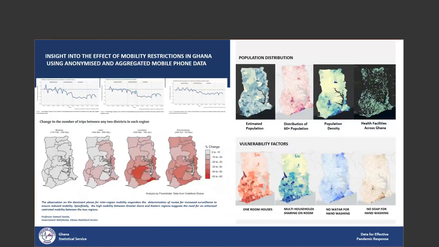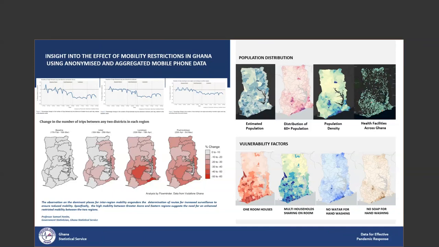One of our interesting datasets was anonymized aggregated CDR data, which was used to analyze mobility across the country. As our Government Statistician, Prof. Enimu, put it, the observations on the dominant places of interregional mobility informed the determination of the routes to increase surveillance to ensure reduced mobility. Specifically, the high mobility between Accra and Eastern regions suggested a need for enhanced restricted mobility between the two regions.